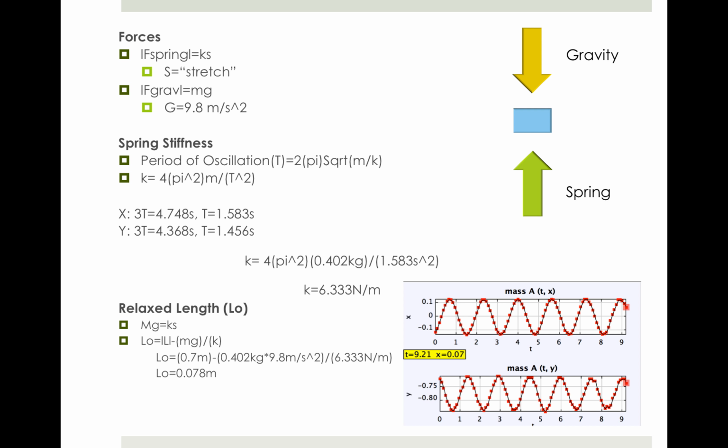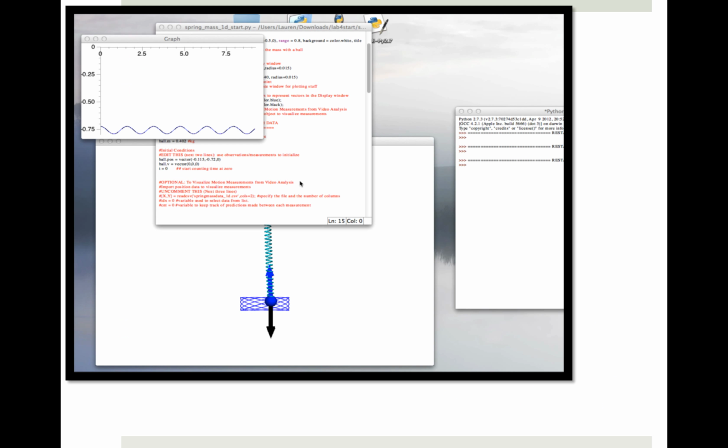Using the x value period of oscillation, the spring constant is found to be 6.333 newtons per meter. We know that to find the relaxed length of the spring, we set the forces equal to each other, mg equals ks, and solve for the initial length, found to be 0.078 meters.